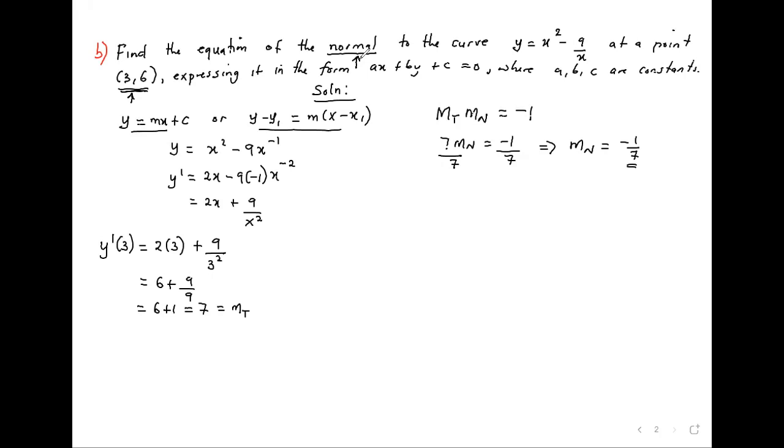So why did you get -1? I said that when you multiply the gradient of the tangent and the gradient of the normal, you get -1. So where did I get that? That's a standard equation. Oh, all right, thank you.